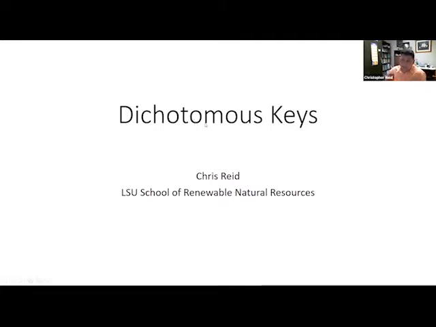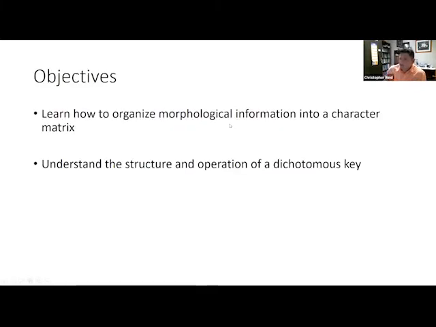So what we're going to actually be doing, and this presentation is going to be more interactive than just me babbling, we're going to actually construct a dichotomous key to a small selection of local woody plants. So the objectives here, we're going to first talk about character matrices. We're going to learn how to organize a character matrix, and this is going to help us organize information about the traits or attributes of a group of organisms.